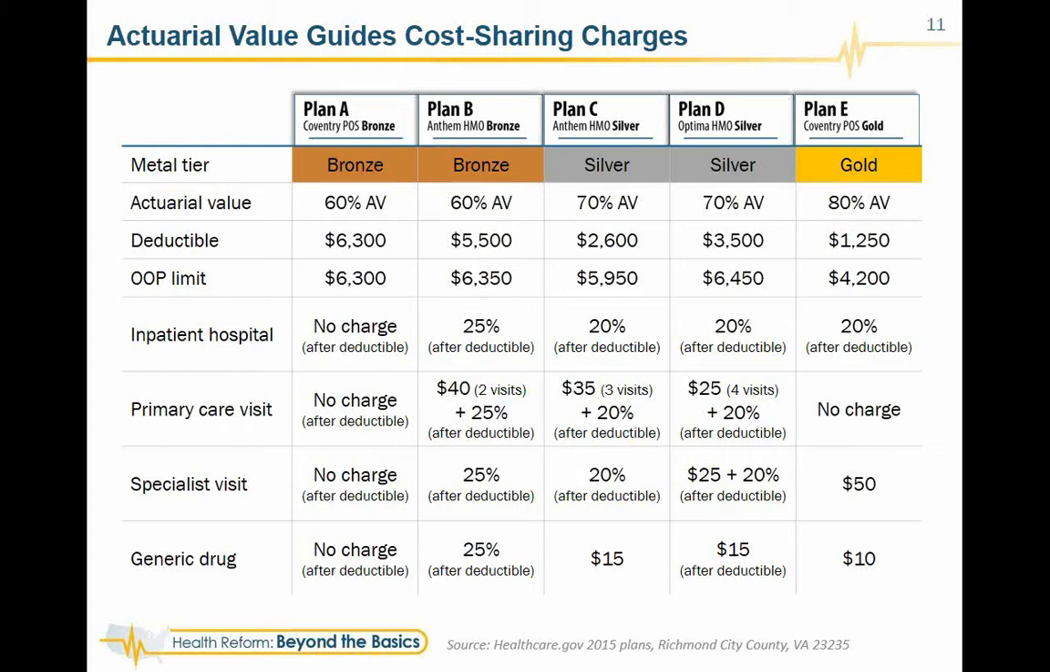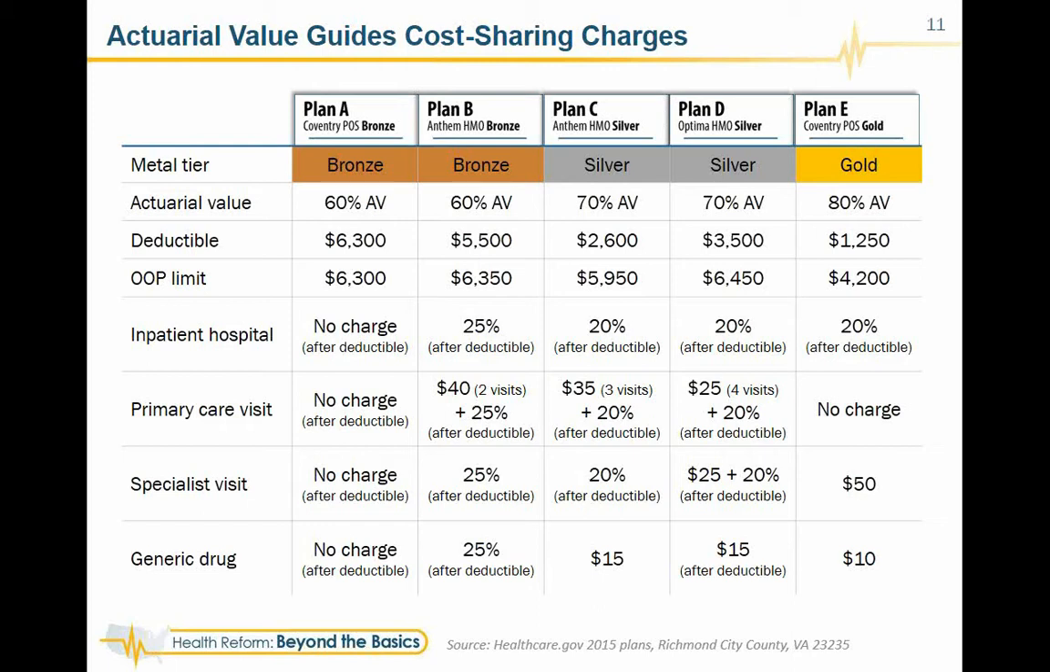So you can see, for example, on the far left side that the bronze plan with a 60% AV has a relatively high deductible and out-of-pocket limit compared to, for example, the silver plan, which has a $2,600 deductible, and the gold plan that has a $1,250 deductible. Another important thing to note is that the two bronze plans actually have different cost sharing, even though they have the same actuarial value level. They have different deductible amounts. They have different cost sharing charges for the different services that we have on our chart here.